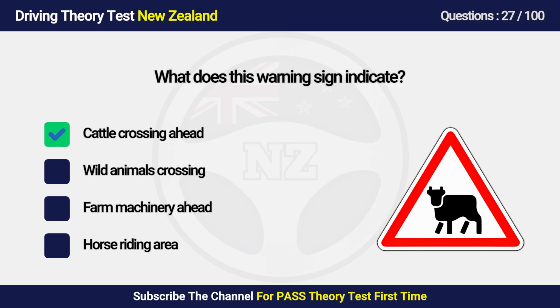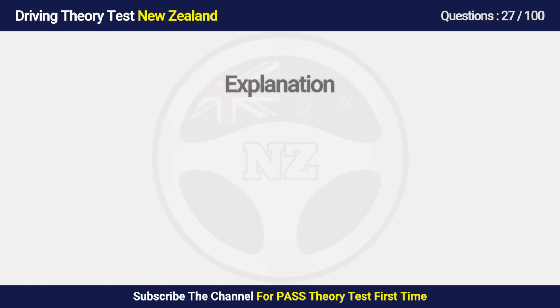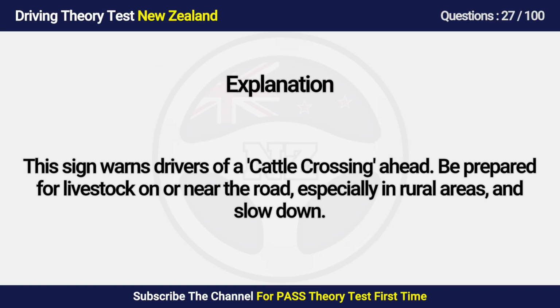Answer is A, cattle crossing ahead. This sign warns drivers of a cattle crossing ahead. Be prepared for livestock on or near the road, especially in rural areas, and slow down.